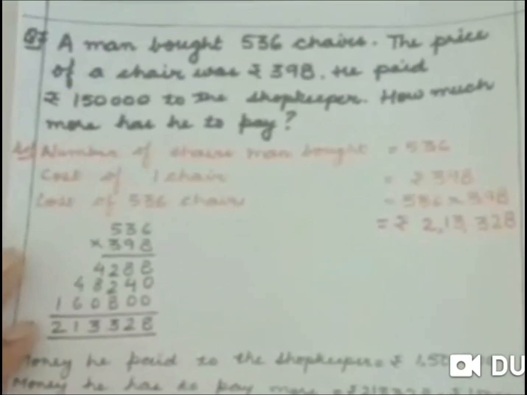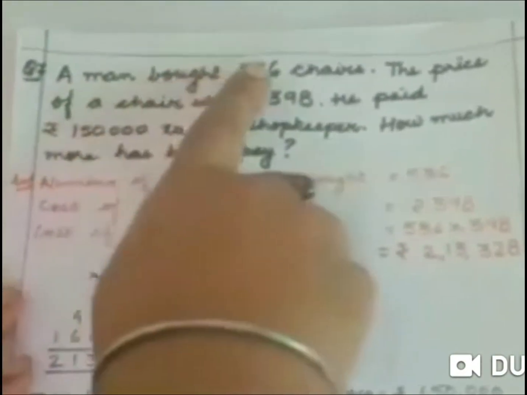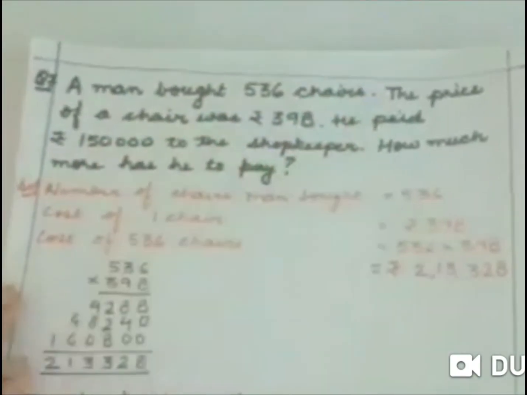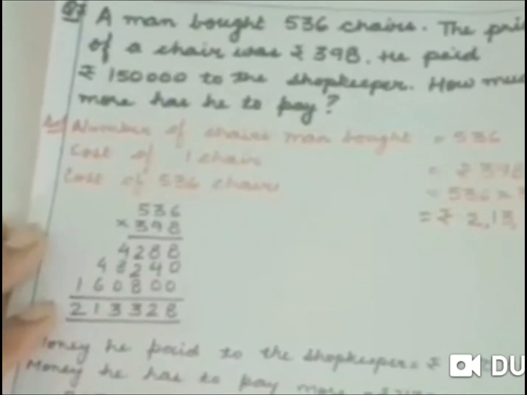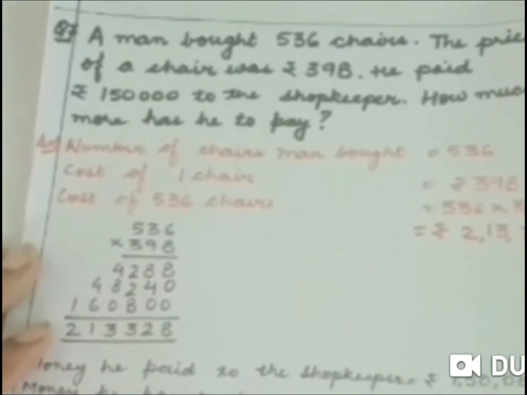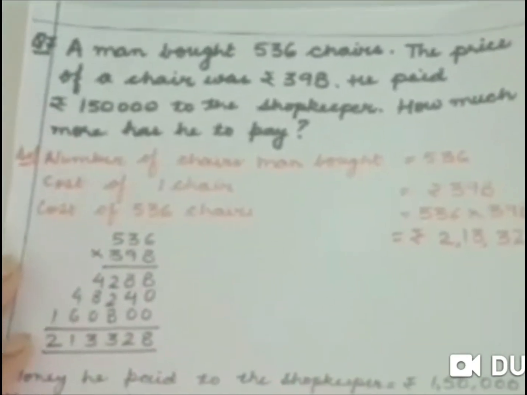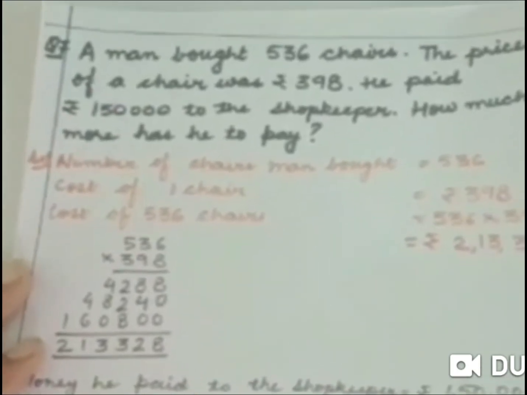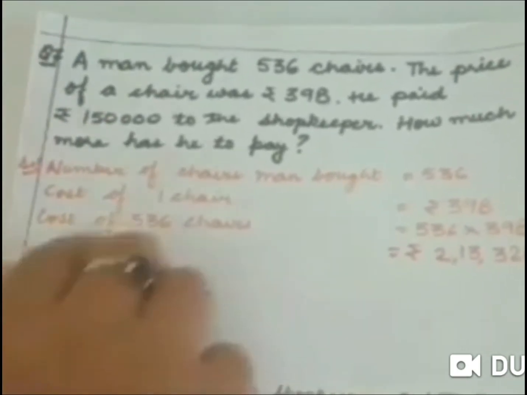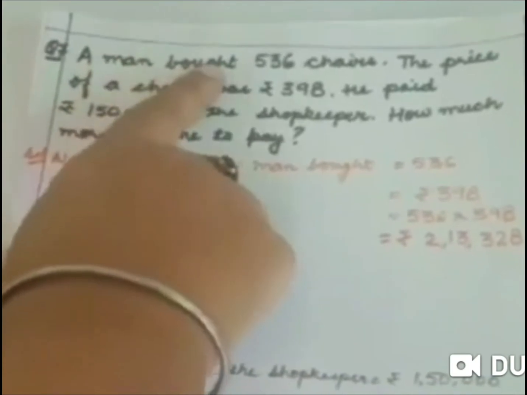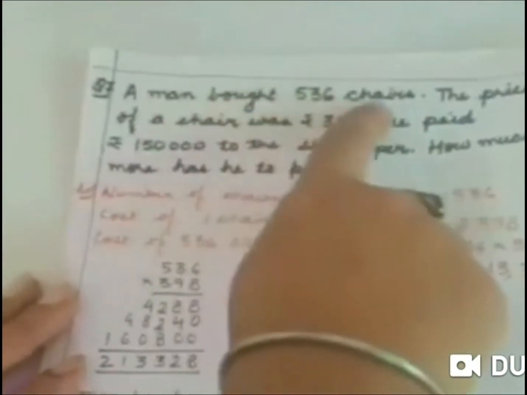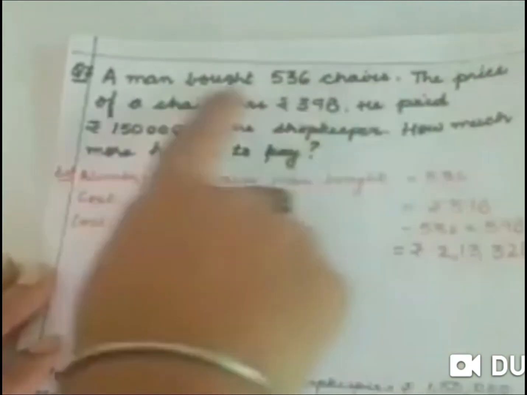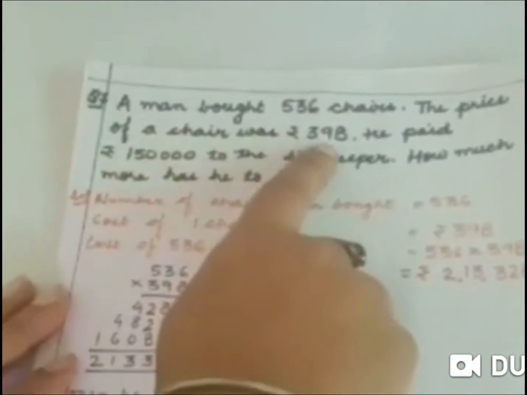Let's move to the next question. A man bought 536 chairs. The price of a chair was rupees 398. He paid rupees 1,50,000 to the shopkeeper. How much more has he to pay? Now here children, a man had bought 536 chairs. That is, this is the total number of chairs that he had bought. The price of a chair was rupees 398.